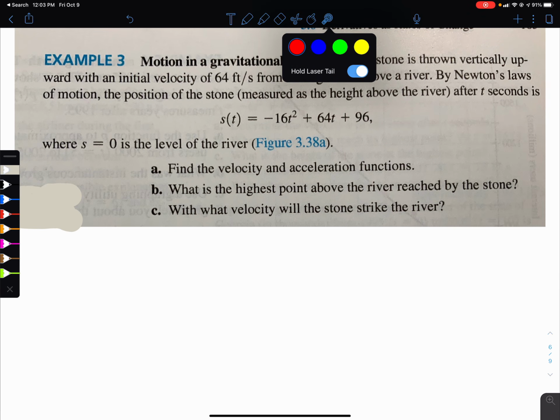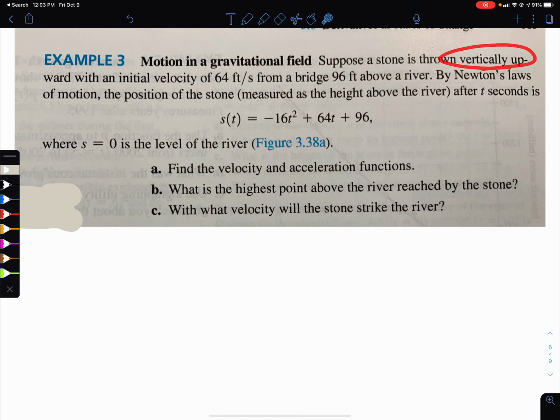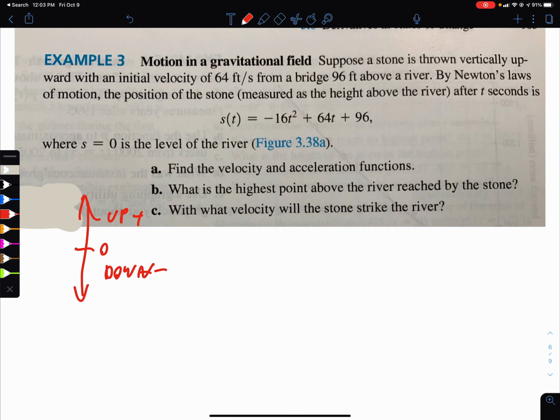Okay, now it's another problem, but the difference here is it's moving vertically upward. So in this case, up is positive, and down is negative. Now, in this case, it can't go down. Oh, wait, let me see. Can it? Oh, it's on the bridge, so it can actually go below the bridge.